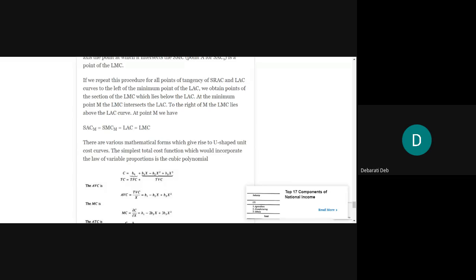Okay. Now this is the thing which I was telling. I told you already that at the point M we have short run average cost equals short run marginal cost equals long run average cost equals long run marginal cost. Okay. This is the fact when you combinedly draw short run and long run curves. At the point of equilibrium, that means at the lowest point of the envelope curve, all the curves, that is LAC, LMC, SAC, SMC, all of them are equal at this point.